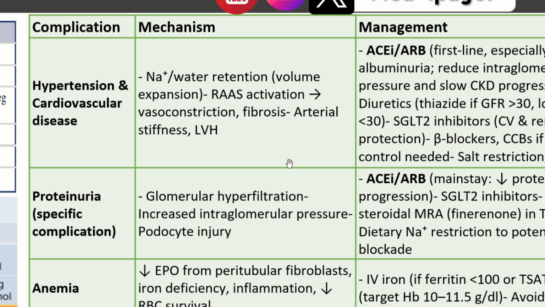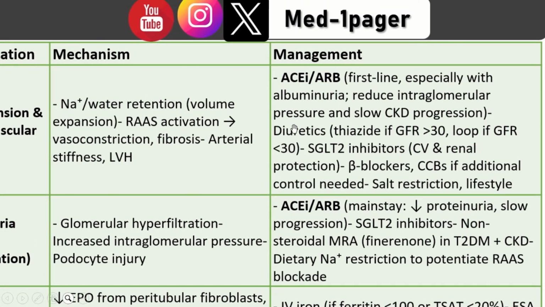So when we try and look at the complications of chronic kidney disease, we can start with hypertension and cardiovascular disease. What happens is that we are having sodium and water retention, which is activating the RAS, causing vasoconstriction, and this is going to lead to fibrosis and arterial stiffness, and this is going to increase the systemic resistance, and cause hypertrophy of the left ventricle. So in the management of this condition, giving ACE inhibitors or angiotensin receptor blockers is going to be very, very important to counteract these deleterious effects of the RAS system.